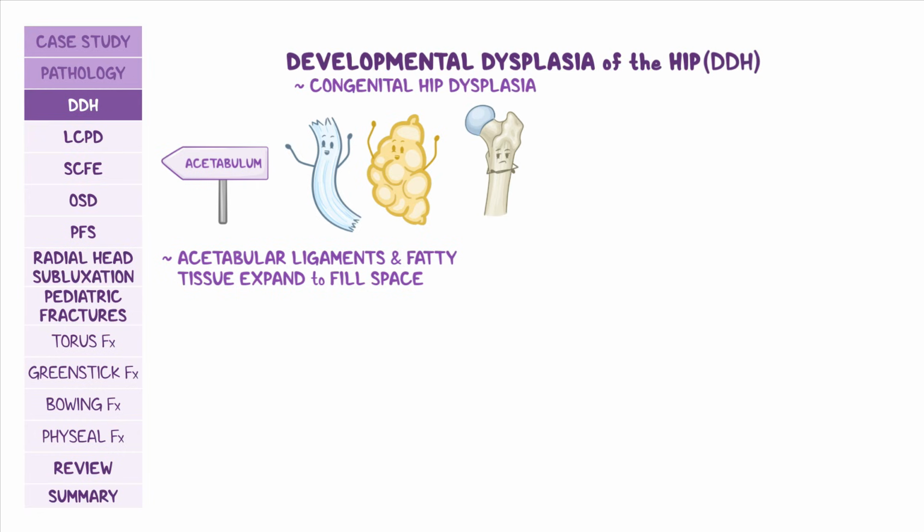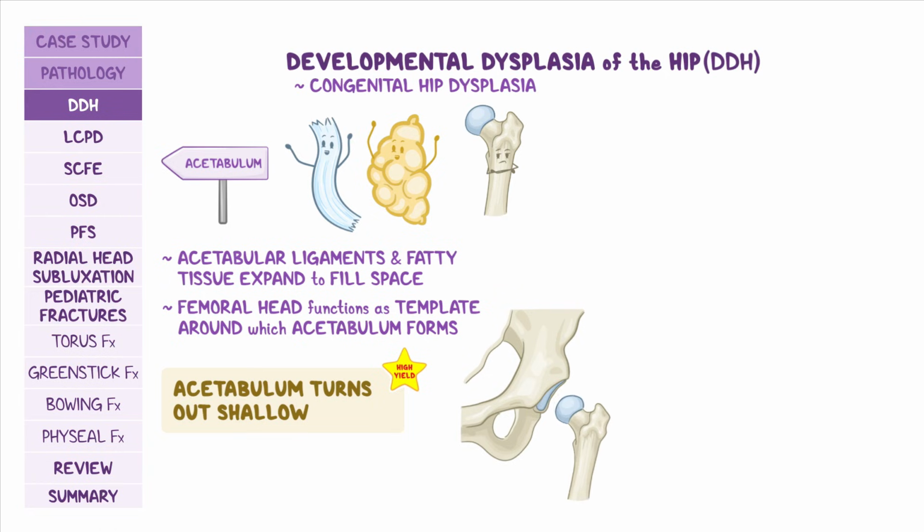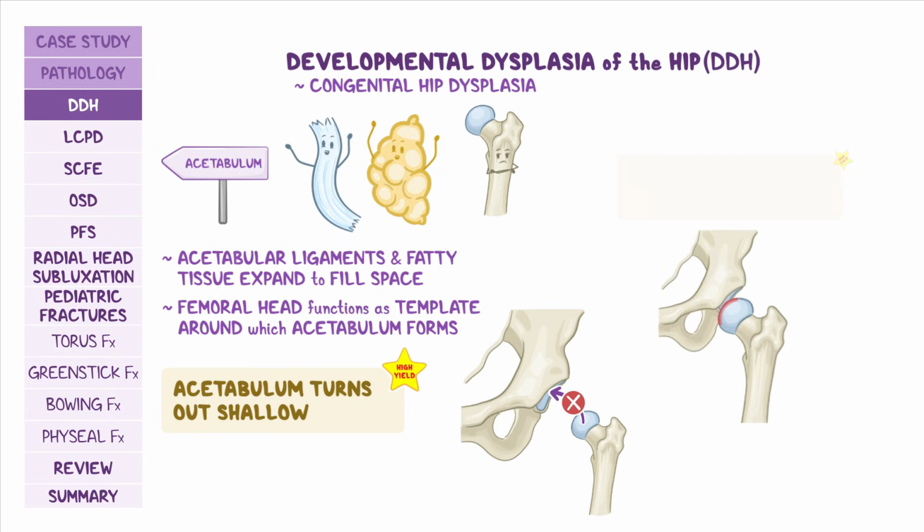At the same time, remember that during the development, the femoral head functions as a template around which the acetabulum is formed. So without it, in DDH, the acetabulum turns out shallow, making it a poor fit for the femoral head. Another thing to note is that this misalignment of the hip may eventually wear down the articular cartilage, leading to the development of osteoarthritis in early adulthood.